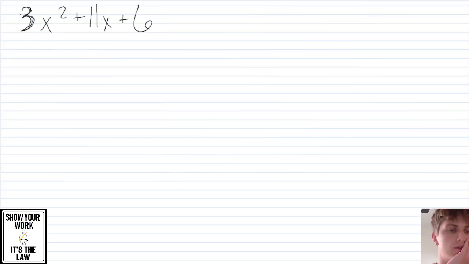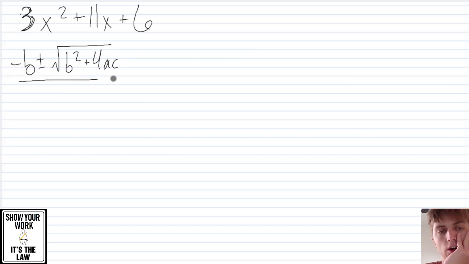All right, we have another one. Leading coefficient is 3. Can we factor anything out? Is there anything all three have in common? No. So we will go ahead and just do our quadratic on this. Negative b plus minus the square root of b squared plus 4ac over 2a. And if you haven't figured it out already, we're always going to start by rewriting the quadratic equation.